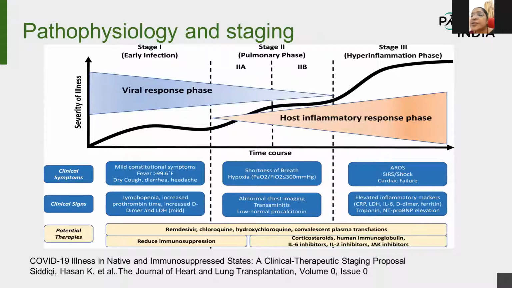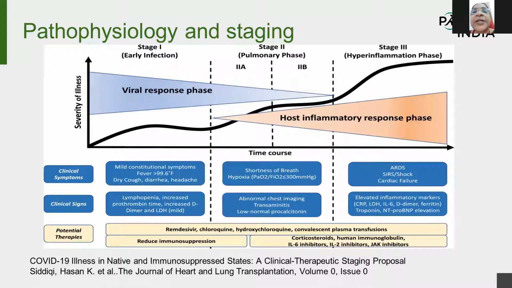Okay. So this is the host inflammatory response phase, which is stage 3 that I was talking about. This is from the Journal of Heart and Lung Transplantation. They've written about potential therapies, which include chloroquine, hydroxychloroquine, remdesivir, etc., which we're not 100% sure whether they work or not. So there is a cytokine storm in the hyperinflammation phase. That's what we need to look at in severe breathlessness.